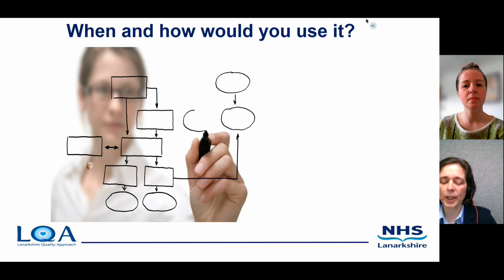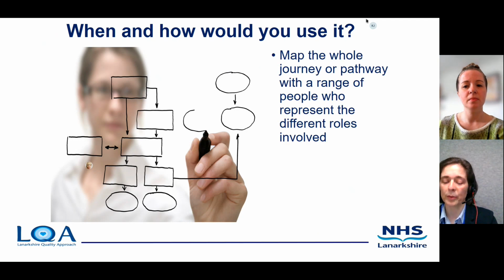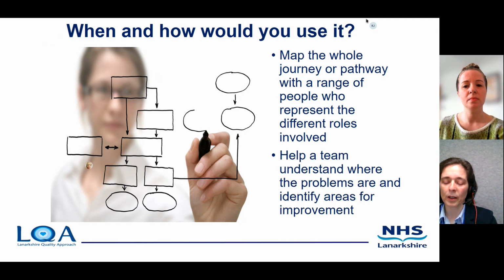You can use a process map to map the whole journey or just a part of it. You need people there from a whole range of roles, and you could have patients and carers as well. What this will do is help the team understand where the problems are and identify areas for improvement. Some steps may be very clear and very simple, but other steps, if they involve a lot of decisions and changes, could be an area to focus on.